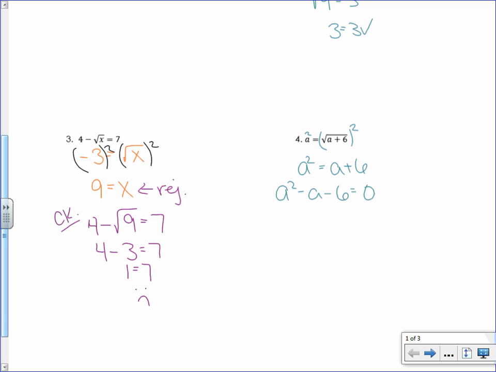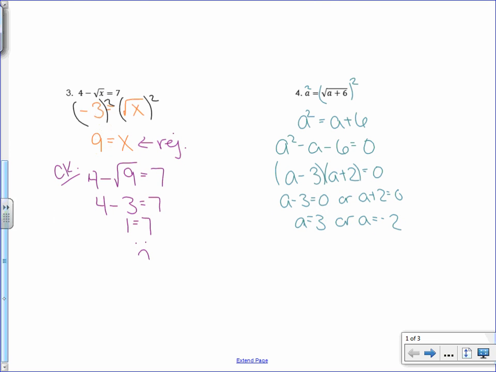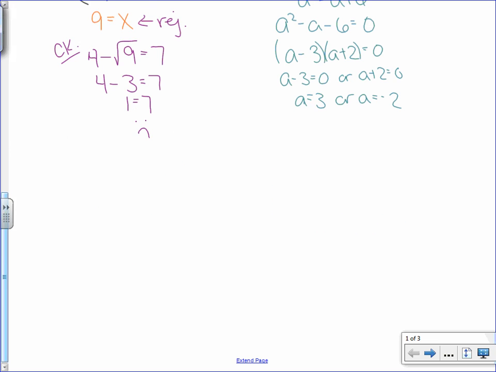And then we could use the quadratic formula or completing the square, but this factors into a minus 3 and a plus 2. Zero product property says that these break up. So I get a is equal to 3 or a is equal to negative 2. So now we have to do 2 checks. Alright, let me extend my page. We got to do 2 checks.